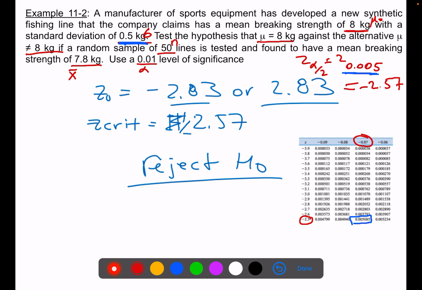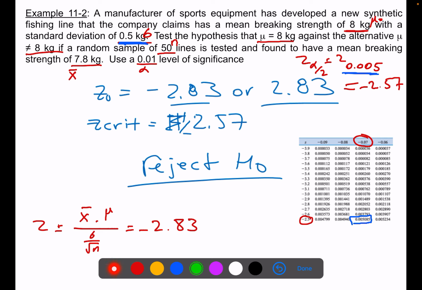And the z that we compute from the question is going to be x bar minus mean divided by sigma divided by square root of n, and that's going to be 7.8 minus 2.83. So we say that minus 2.83 is less than minus 2.57.